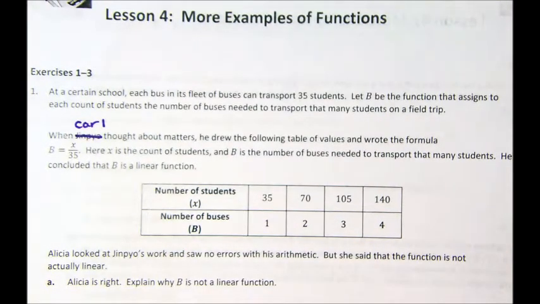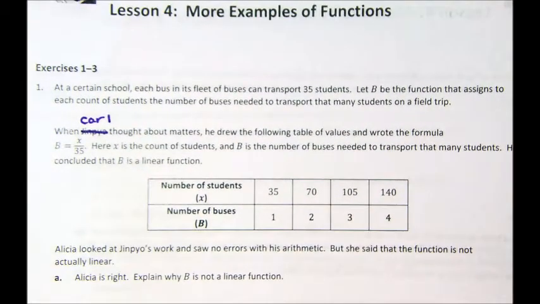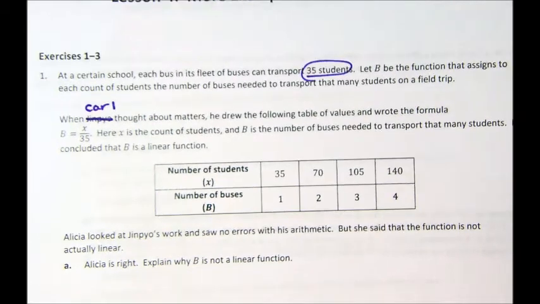Hey kids, just remember we're working on Module 5, Lesson 4, more examples of linear functions. Make sure you are looking at exercise number 1, and let's get started. Let's do a little background information.